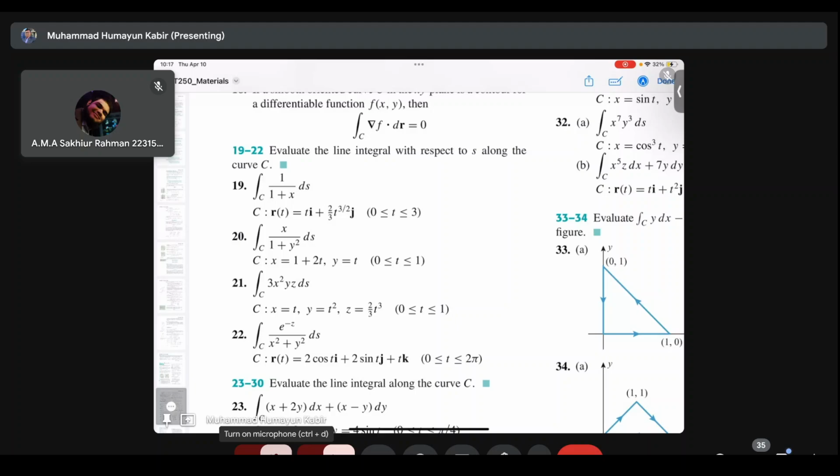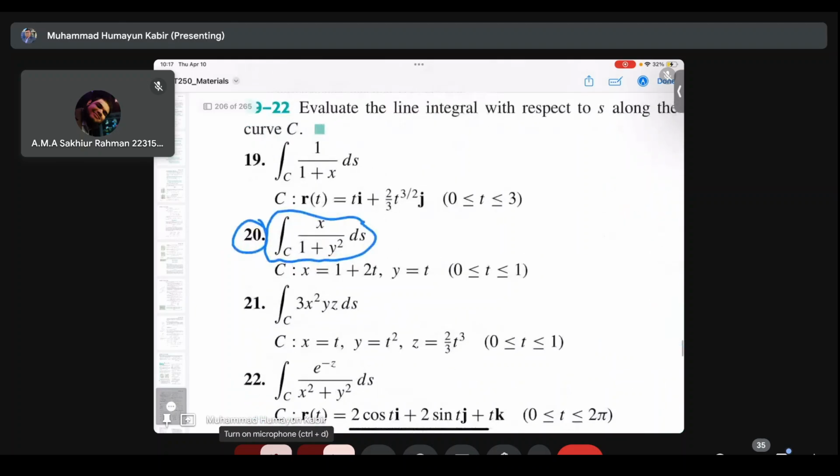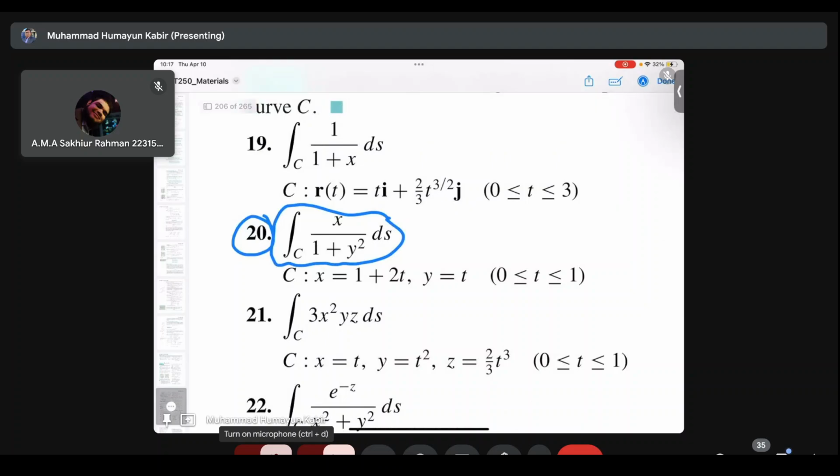Suppose number 20. Look here. First of all, is it a line integral? Yes. Okay, fine. So we want to solve it. The question is, how can we solve it?